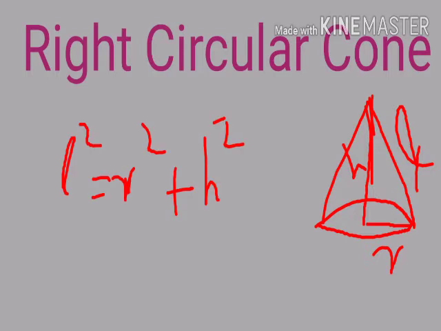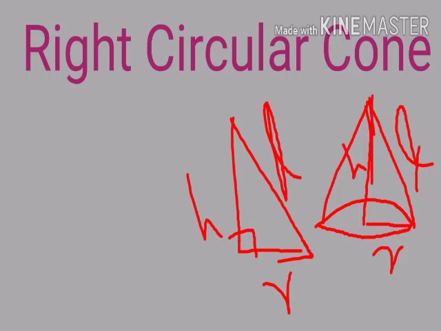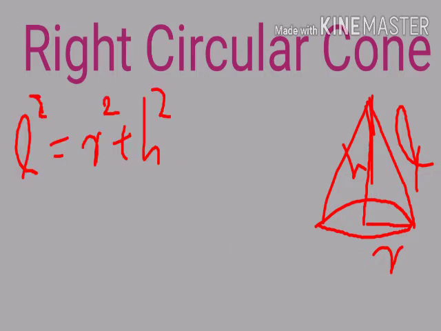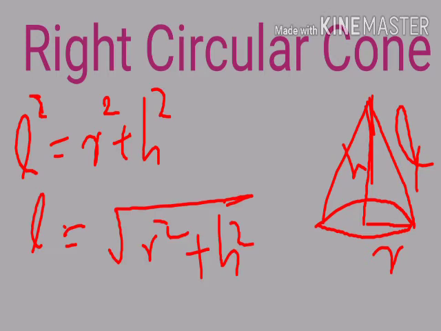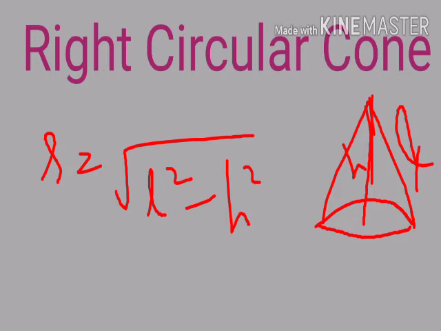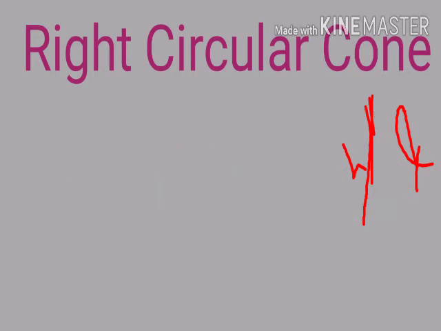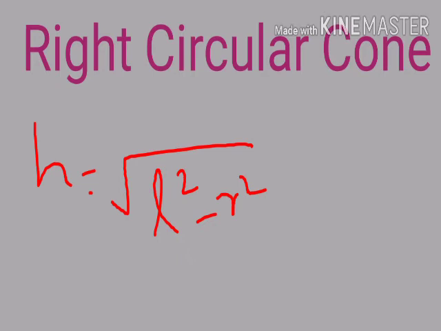We can consider this right triangle. Then we will get, by the Pythagoras theorem, L square equal to R square plus H square. So L equal to root of R square plus H square. And R equal to root of L square minus H square. And H equal to root of L square minus R square.